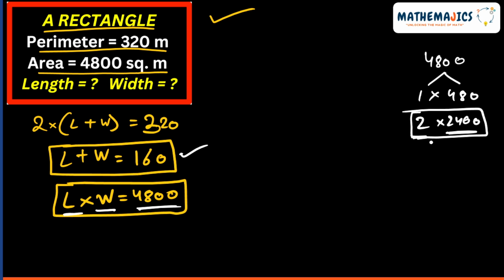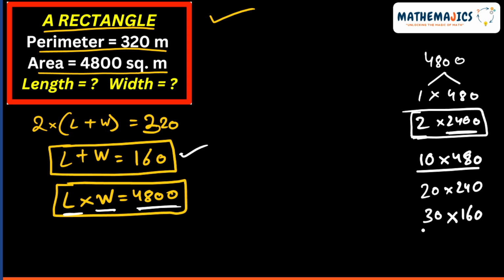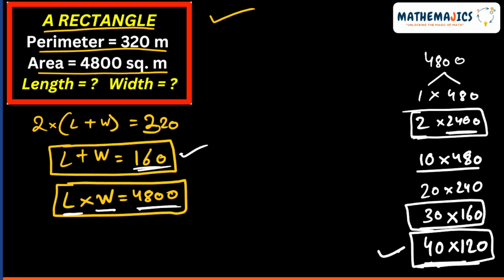Now, instead of writing all the factor pairs, we will jump to higher factor pairs to find our answer. So I'll straight away jump to 10. 10 times 480. Do you think they will add up to give us 160? No. 20 times 240. Still, I will not get my answer. 30 times 160. 160 plus 30 will give us 190, but we need 160. So 40 times 120. Yes, this pair will give me the correct answer.